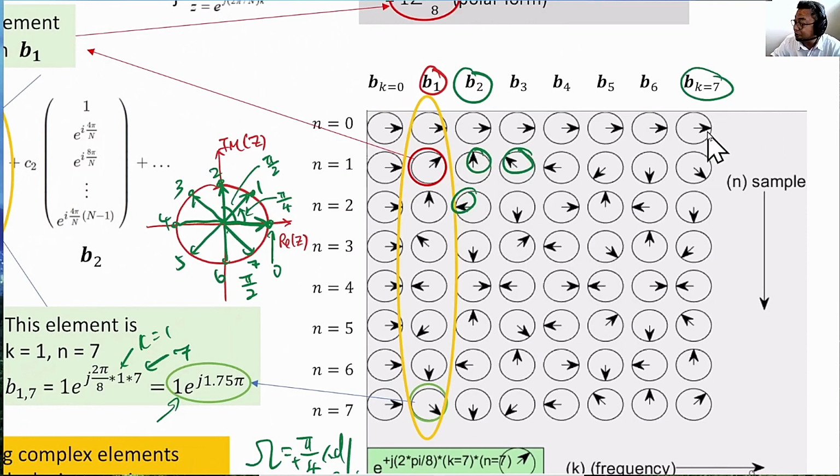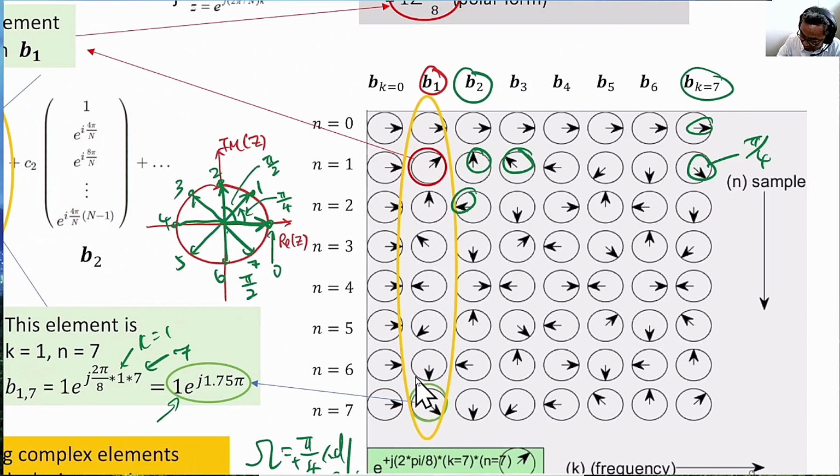That's one interpretation, but it's more interesting to interpret that 7 rounds means actually minus 1 round, because you look, instead of moving anti-clockwise, it's now moving clockwise by pi over 4. So you see that in 8 samples, it moved 1 round, but in the clockwise direction. Compared to B1, which moved 1 round in the anti-clockwise direction.